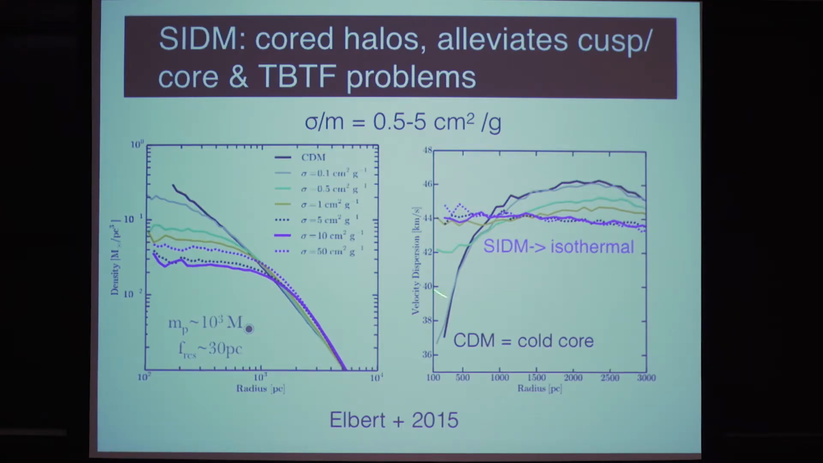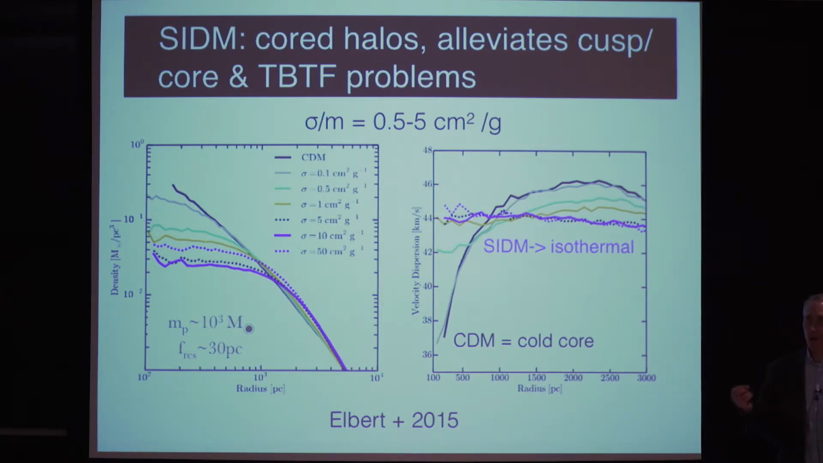On the right is the velocity dispersion profile of the dark matter as a function of radius. The black line shows the velocity dispersion profile of cold dark matter. And what you see is the cold dark matter halo is cold in the middle and hot in the outer parts. And that's very characteristic of cold dark matter. That's why it has a cusp, because it's cold in the middle and hotter in the outer parts.